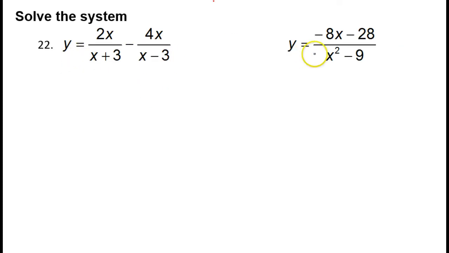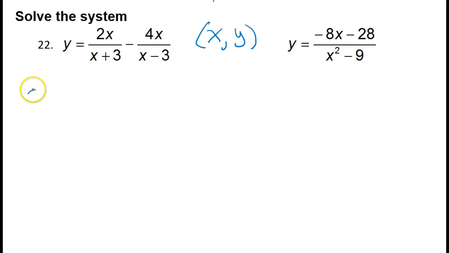Now, when you solve a system of rational equations, you're going to start by setting these equal to each other and solving for x. But keep in mind, because there is a y value, in the end, not only are you going to find an x value, but you also need to find the y value. So we're going to have an ordered pair like 3, 5 or something like that. So let's go ahead and set these equal to each other.